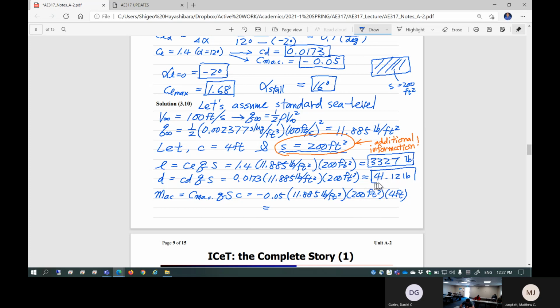Okay. How about the moment at the aerodynamic center? It's negative 475.4. 475? 475. My answer says about minus 401. Are you sure? Yeah, minus 475, per pound. Really?